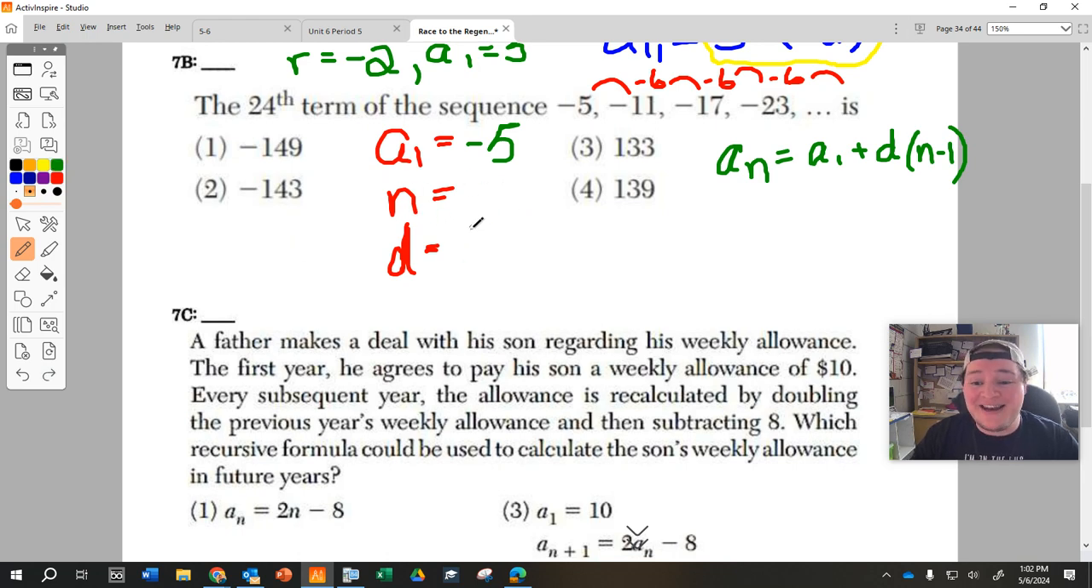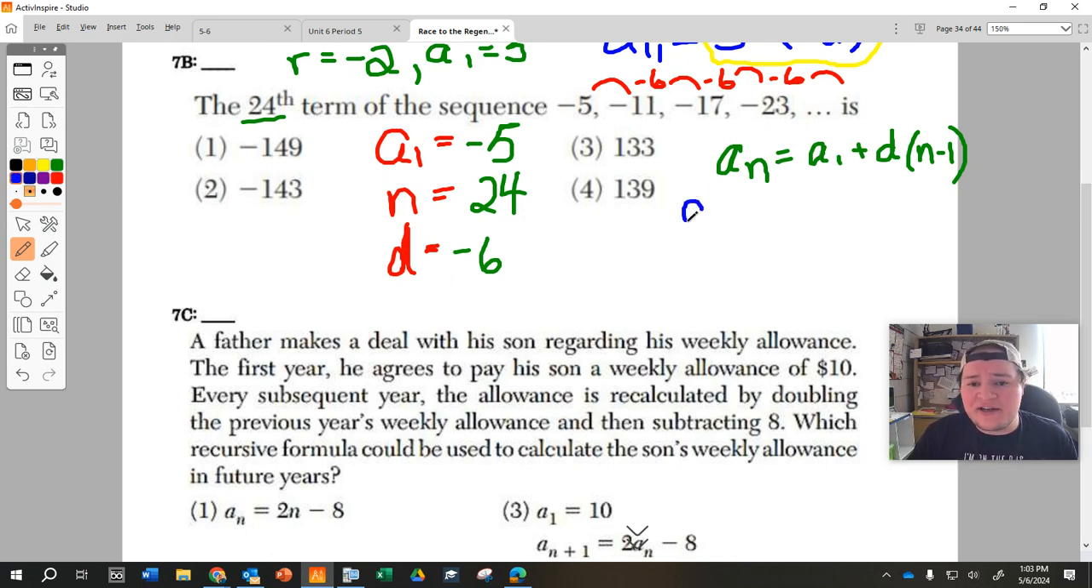Now we need to find n. n is the number term that they want. So that's the task. It says the 24th term. 24 is the number term that they want, so n equals 24. The first term is -5. They want the 24th. d is the common difference. What is it increasing or decreasing by? It is decreasing by 6, so it's -6 each time. And that's everything we need to fill in the formula.